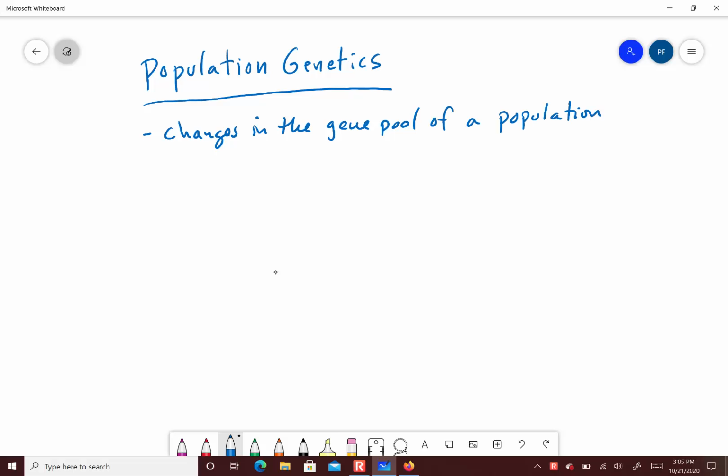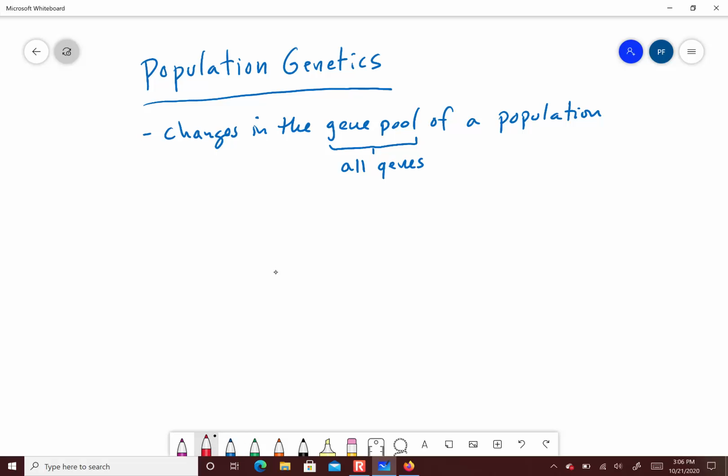Right, so the gene pool is basically just a pool of all the genes in the population. Remember, genes occur in different forms, which we call alleles, like dominant or recessive, or big A, little a. So all of those in a population is what we're following here, and we're looking at changes within that population.